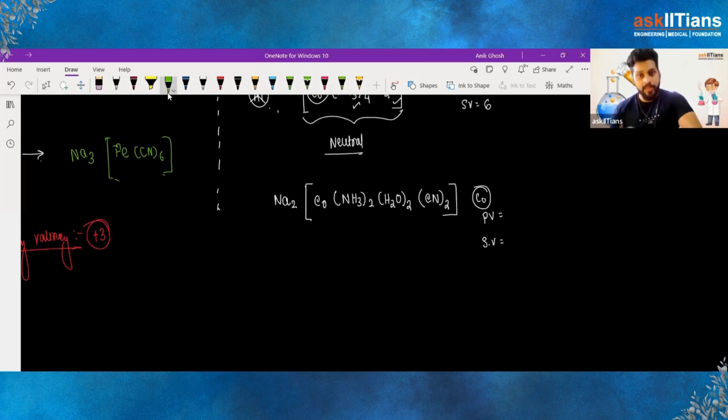About secondary valency, that's the easier one. Inside the square bracket, the number of ligands accommodated by the central metal atom is going to be called the secondary valency or the coordination number. Same thing. So the coordination number of cobalt over here, guys, is 2 of ammonia, 2 of water, 2 of cyanide. The total is 6.